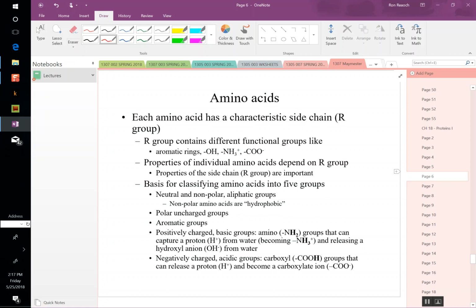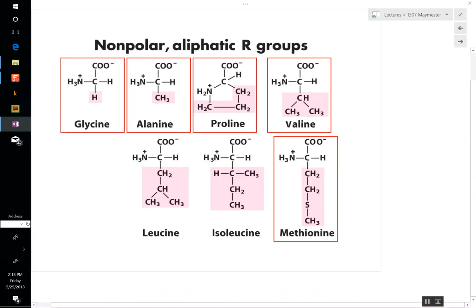So let's take a look at the first category, nonpolar. These are the nonpolar amino acids. Glycine. The R is another hydrogen. That's your first one on there, glycine. Let's not take the time to draw them out right now, but you can scratch on these slides. Alanine. The R group is a methyl group. That's pretty simple.